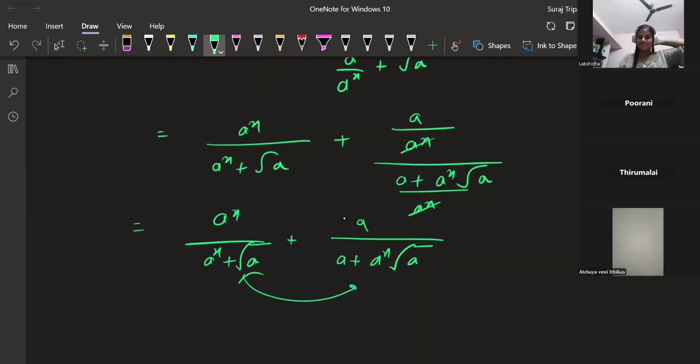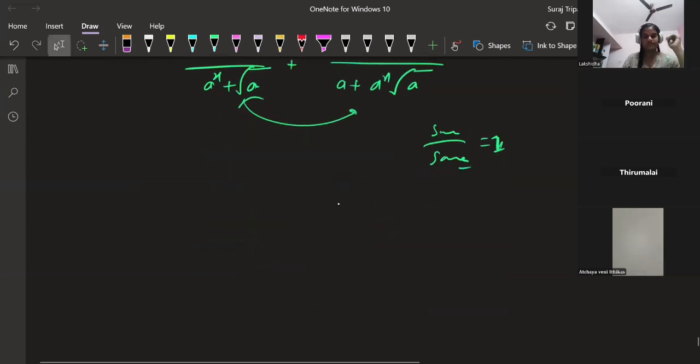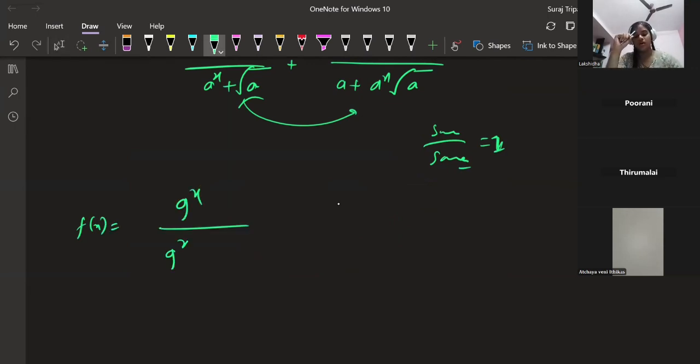After rationalizing, this numerator and denominator will become the same, right? You can rationalize it also, and you will get the same number. This will become 1. For example, suppose you consider this a small function. This is going to be a lengthy one. So like 9 raised to x upon 9 raised to x plus root 9, that is 3.